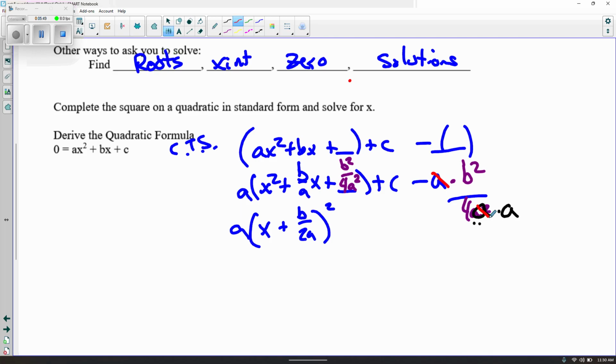So I'm going to rewrite this whole thing right here. I'm going to rewrite it as plus c, and I'm going to go ahead and write minus b squared all over 4a right there. Okay? You see that, Autumn? It's not too bad, was it?